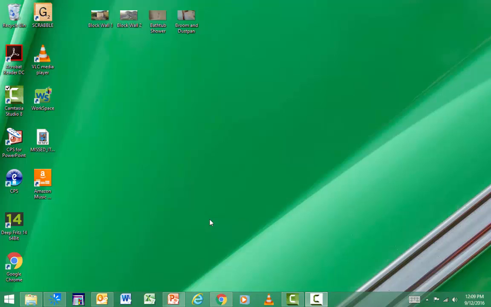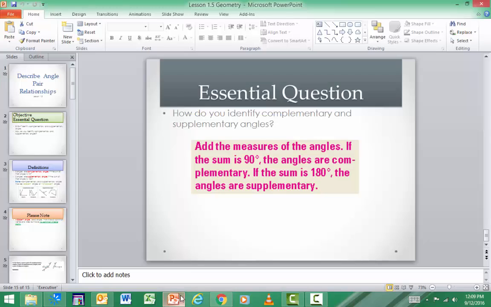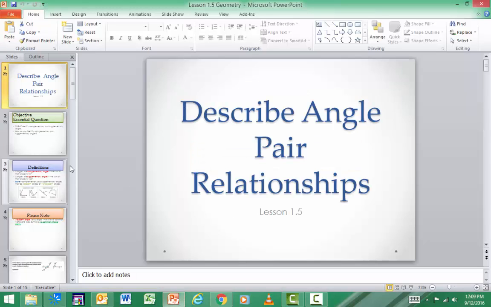Okay, lesson 1.5. We're already more than halfway done with the chapter, I think, or starting the second half anyways. So let's get started. We're going to learn a little bit more about angles and special types of relationships.